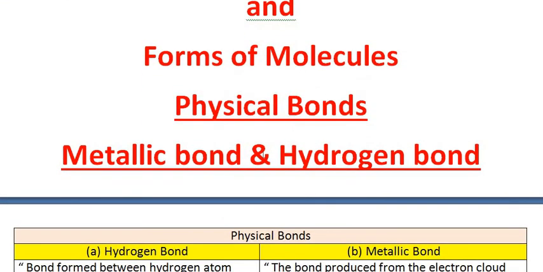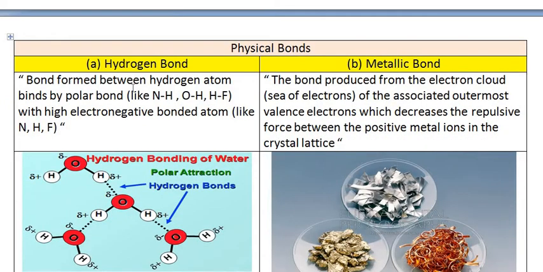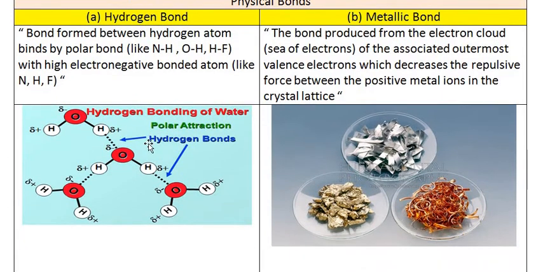Now the physical bonds. Physical bonds may be the metallic bond and the hydrogen bond. The hydrogen bond is a bond formed between a hydrogen atom which binds by a polar bond, like nitrogen-hydrogen, oxygen-hydrogen, hydrogen-fluorine. Any hydrogen atom linked with an atom of high electronegativity, the formed bond is called a hydrogen bond. For example, between water molecules, this is a hydrogen bond: water molecule, water molecule, and so on. And this bond is the hydrogen bond.